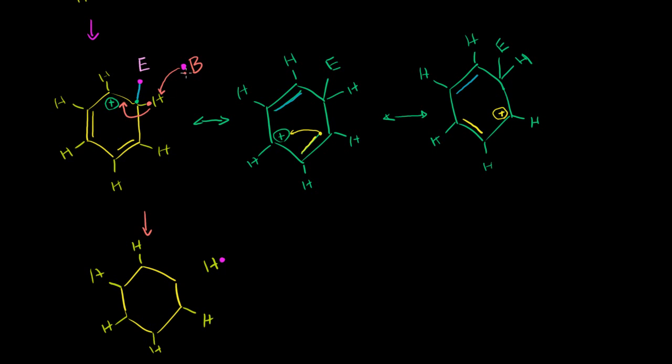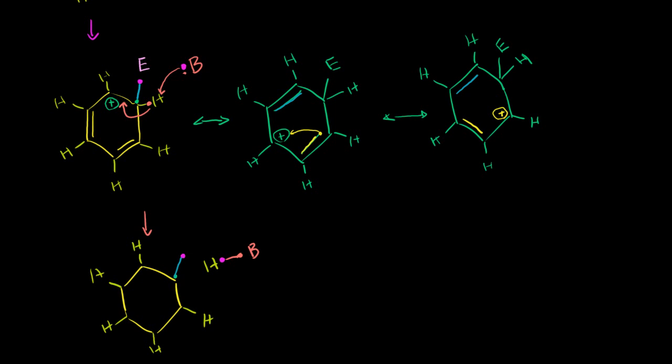And then the other electron in the pair is still with the base. So now this is the conjugate acid of the base. It has gained a proton. And on this carbon right here, we just have what was the electrophile. I'll use the same colors just to make it clear. What was the electrophile right over there?